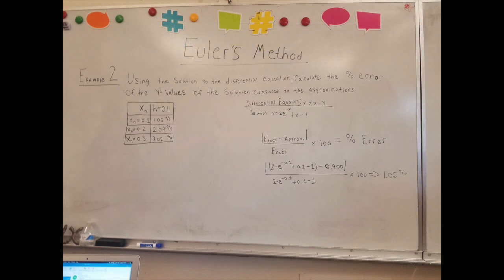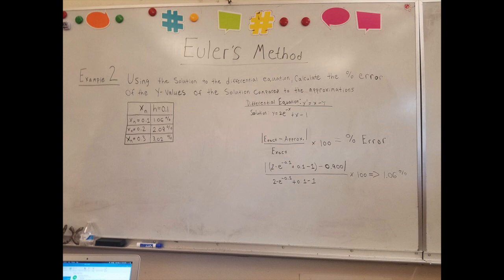This is example 2 of applying Euler's method. In this problem, you use the solution to the differential equation to find the actual y values. You approximated in example 1, and then you compare them to each other to calculate the percent error. To calculate the percent error, you use the formula: the absolute value of the exact minus approximate, over exact, times 100.